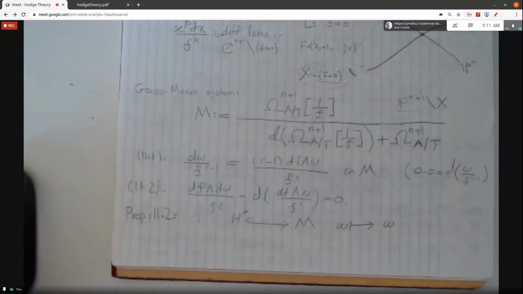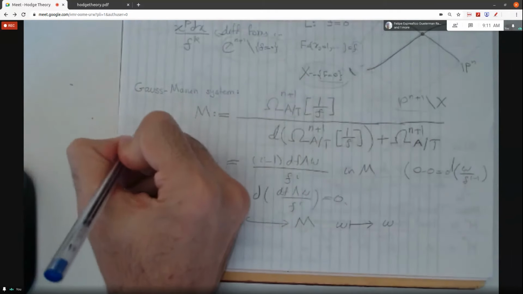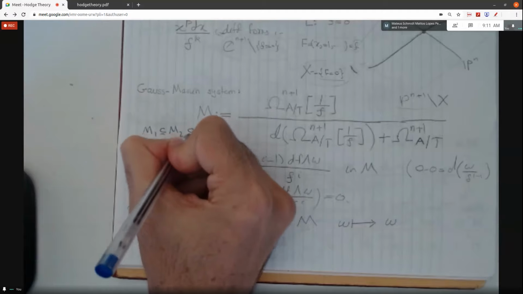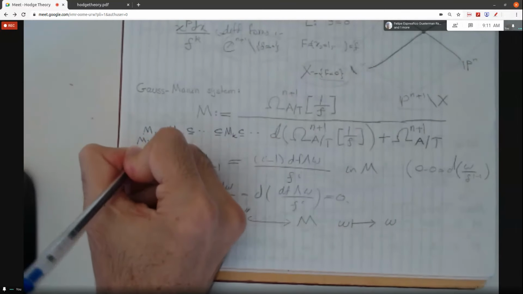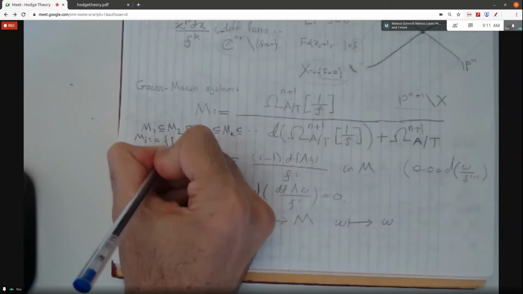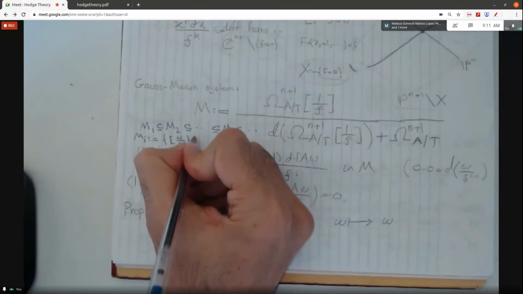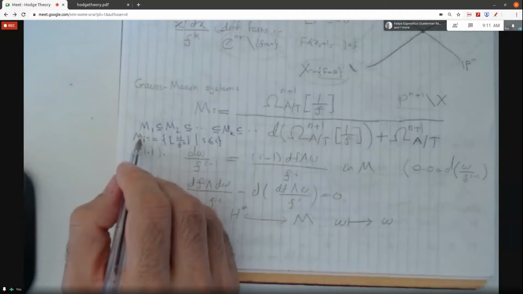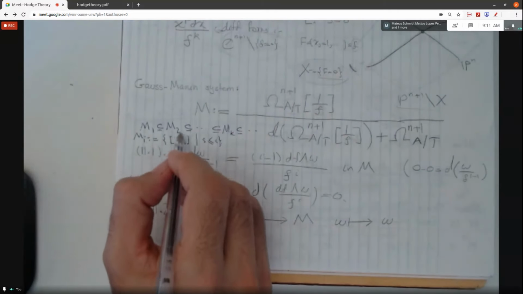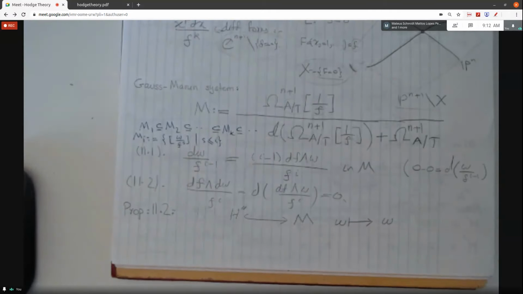Okay, maybe before going to this one, I have to tell you about the pole filtration. So you see that here in M we have a filtration coming from the pole order. So let's say M1, M2, MK, and so on. So by definition, what is MI? MI is the elements [omega/f^s] such that s is less than or equal to I. So MI contains elements of the Gauss-Manin system which are represented by some differential form which has a pole order less than or equal to I.